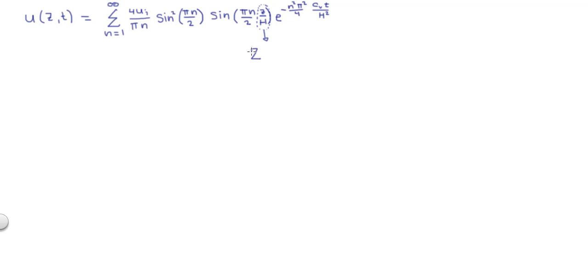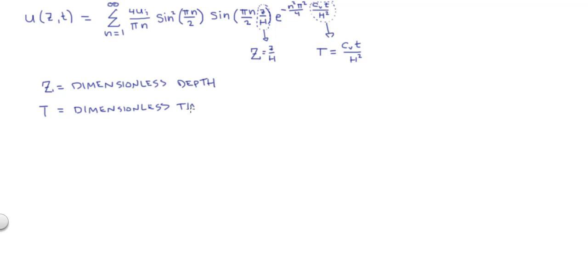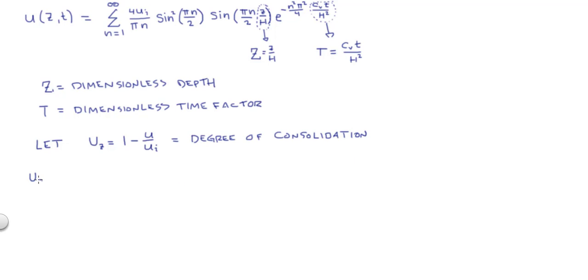Now I'd like to point out that we can make some things dimensionless here. So let's take z over h and call that capital Z. Let's take c_v t over h squared and call that capital T, where capital Z is a dimensionless depth and capital T is a dimensionless time factor. We now have still the initial pore pressure, but we can also make that dimensionless by defining this degree of consolidation, 1 minus u over u_i. So the degree of consolidation is 0 at time equals 0, and it goes to 1 as time goes to infinity as consolidation finishes.